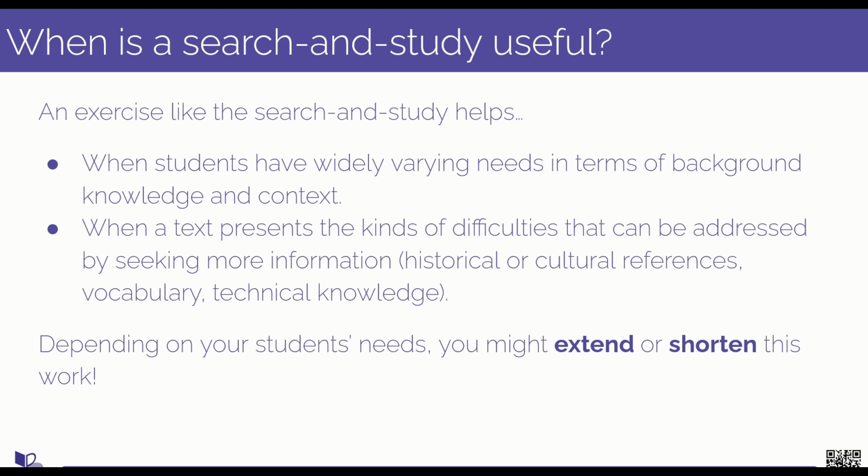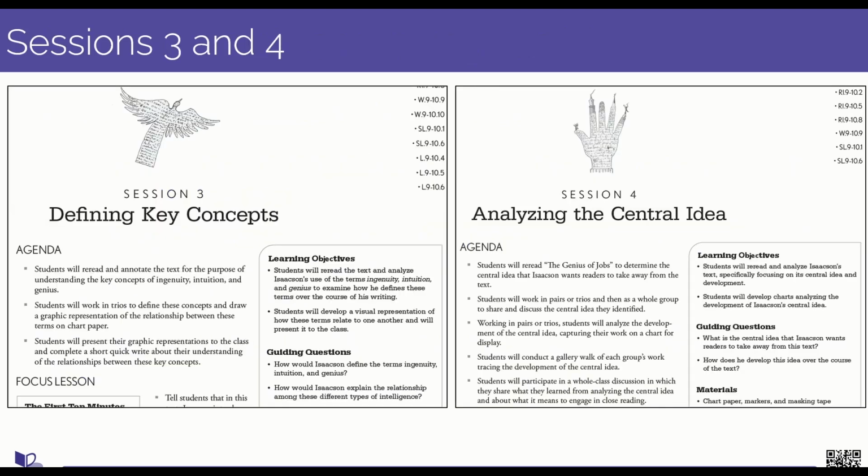Some texts, even complex ones, contain almost all of the information that the reader needs, but for those texts that don't, this is a handy method to use when background knowledge is a key part of the complexity. In the next session, students go back into the text with a question focused on key concepts. In this case, how Isaacson seems to use and define certain words like ingenuity or genius. And then in the fourth session of this unit, students work to determine Isaacson's central idea and analyze its development.